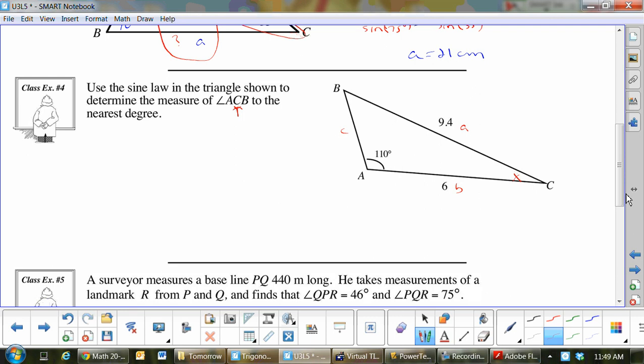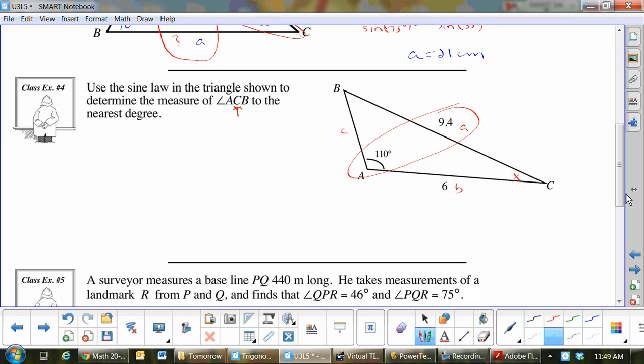Now I need to do two loops. The problem with finding, I can't find X, right? Because X and C are both unknowns. Angle C and C are both unknowns. What do I do here? It can't work, because SOHCAHTOA only works in right angle triangles.